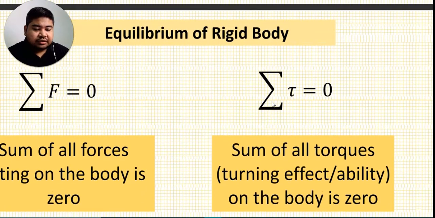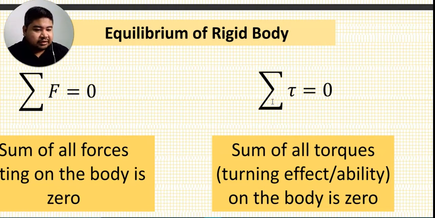So the condition for a body or a rigid body to be in equilibrium, as we have looked in chapter 4, is that the net force, or the sum of all the forces acting on the object, has to be equal to 0. In chapter 8, we are looking at rigid body. So in a rigid body, when you apply a force to the body, the force will have a turning effect on the body. So we have another condition for the body to be in equilibrium.